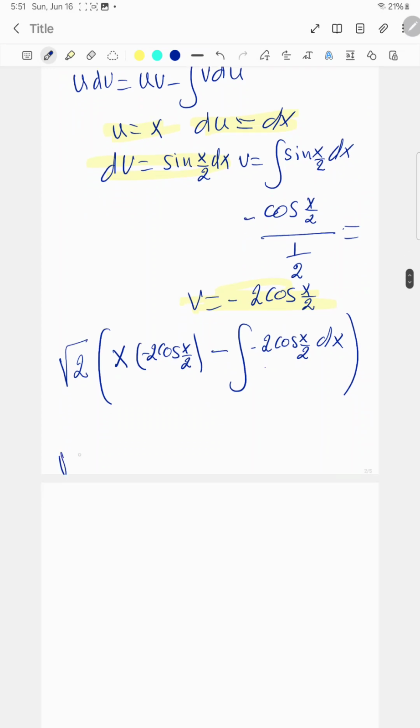So I can write it: square root of 2, and then I open my parentheses, minus 2x cosine x divided by 2, and here minus times minus is plus, and the 2 is a constant.